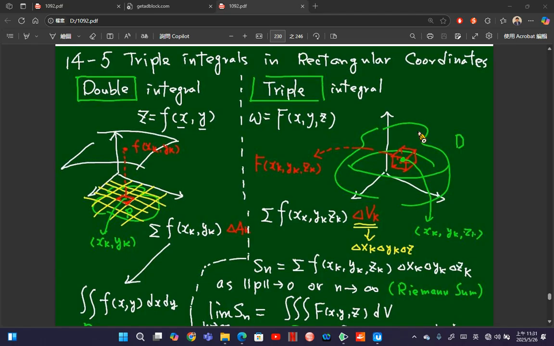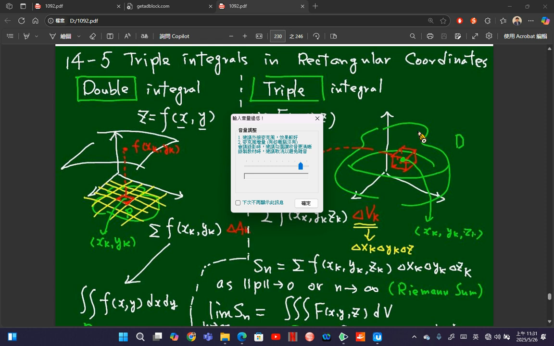These few days, I hope you can have some idea about the triple integral in rectangular coordinates. Okay, the rectangular coordinates means the traditional Cartesian.